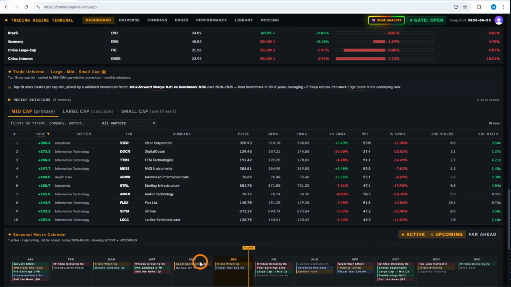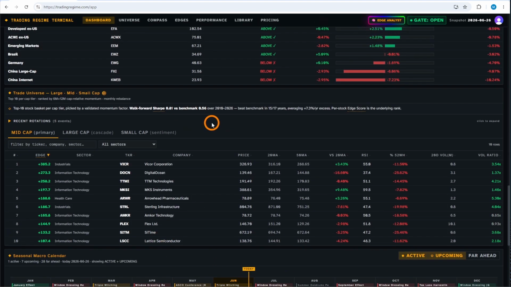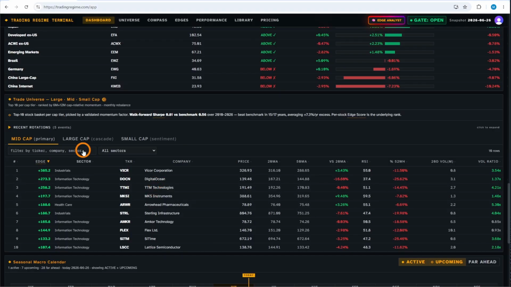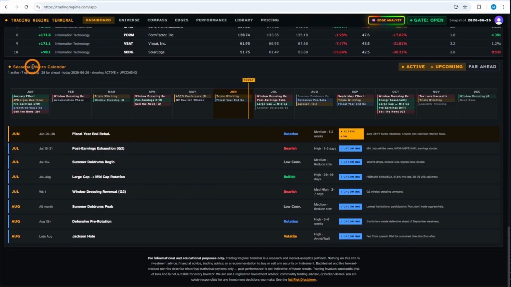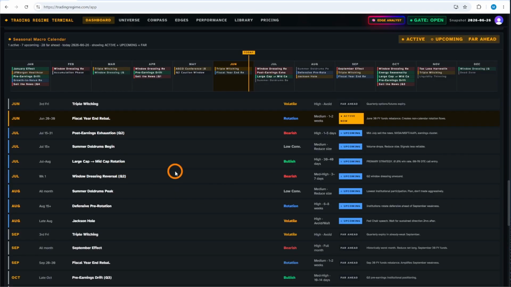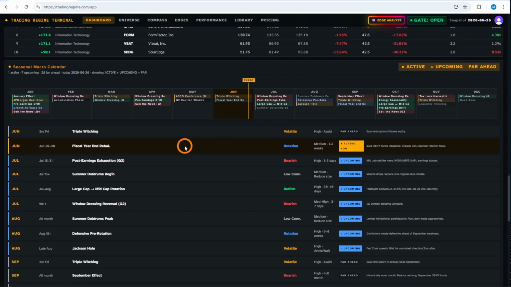So we have a trade universe here. These are independent of any of the edge scores that we have. However, these are great if you want to marry them up with this seasonal macro calendar. It gives you descriptions of what's going on at what month and what to be wary of. For instance, we did have some volatility in June, a lot of volatility actually. We had some big drops, just going further and further down and then hitting higher highs all in the same month. So we have some post earnings exhaustion coming up in July.